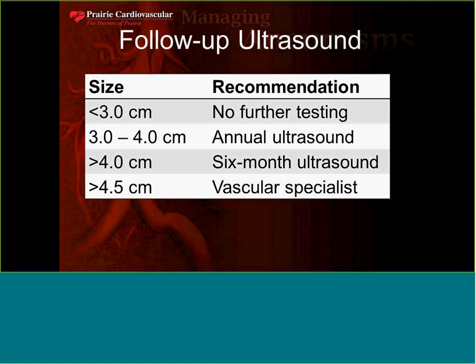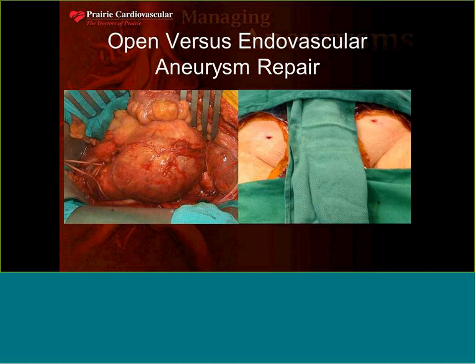So what do we do? Less than 3 centimeters is technically not an aneurysm, so you don't really need to do anything. If it's 3 to 4 centimeters, we do it once a year. If it's 4 to 5, we do it every 6 months. Once it's 5 or bigger, I start talking to them about fixing. Okay? At 5 is where we really pull the trigger.